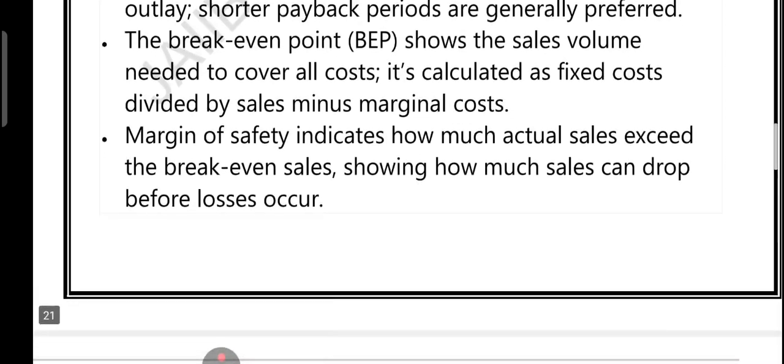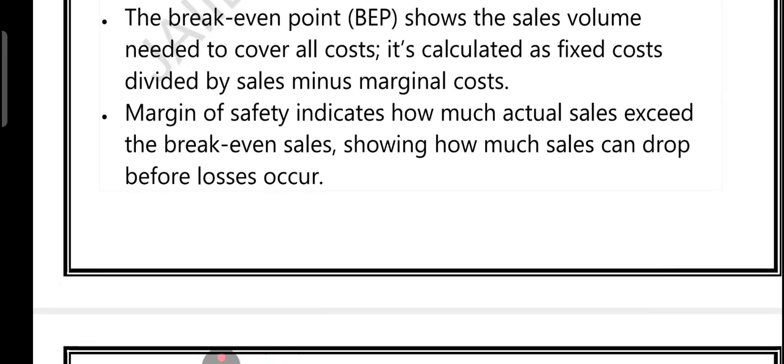Then we have the break-even point. It means no profit, no loss. It is when your sales cover all the costs. What is the formula for break-even point? Fixed cost divided by selling price minus variable cost.